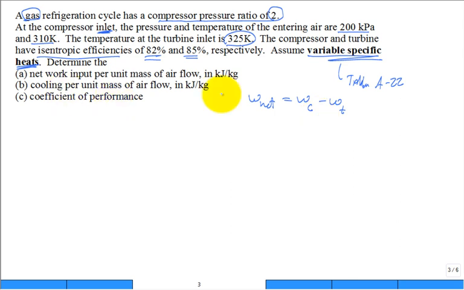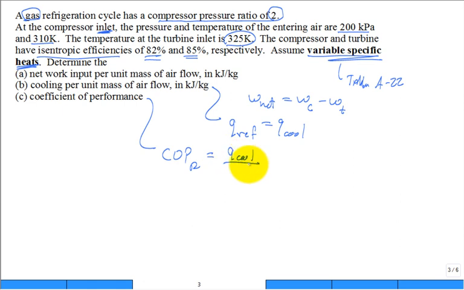And then what is the cooling per unit mass? Something like lowercase q, refrigeration effect or cooling, with some subscripts that make sense for this problem. And then the coefficient of performance, this is a refrigeration cycle. It's what we desired. Oh, we desired a lot of cooling. That's the answer for part B.